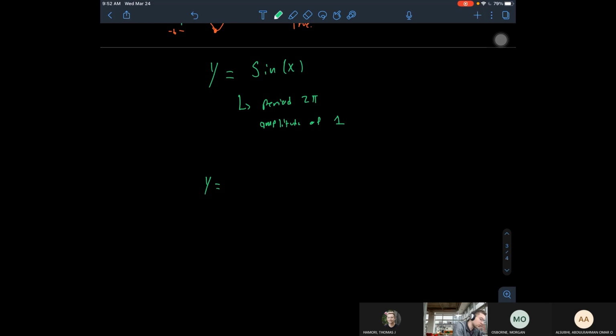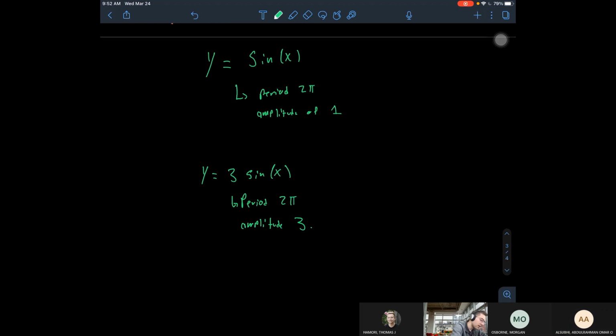Let us consider instead the function y equals 3 sine of x. What should the period be? It's the same. Still 2 pi. And the amplitude? 3. Okay, so we can see that a multiplication out front, a vertical stretch, affects amplitude, but preserves period.